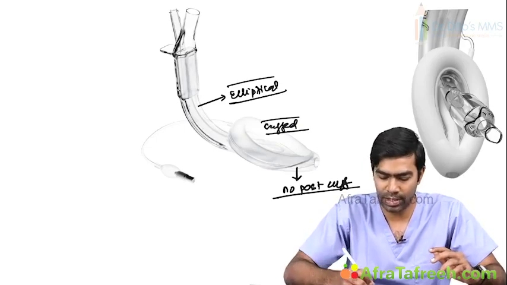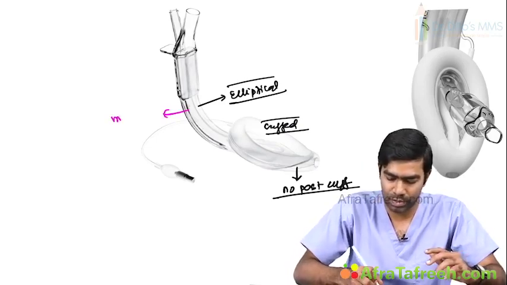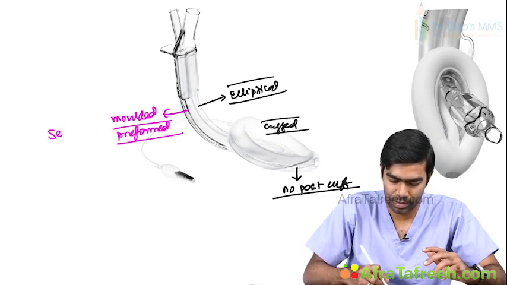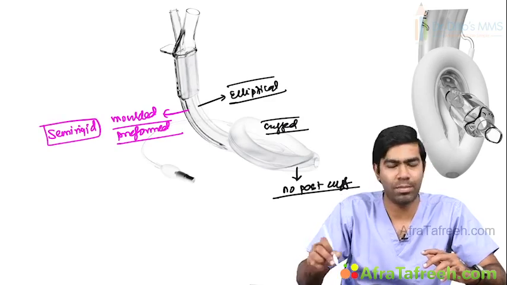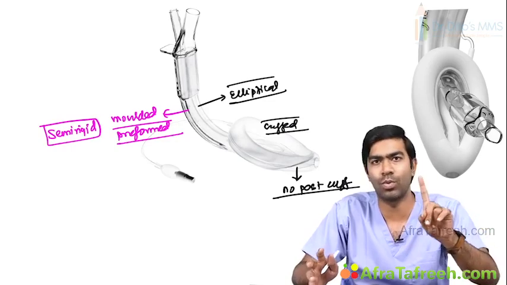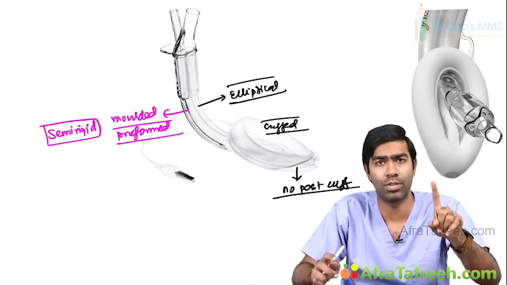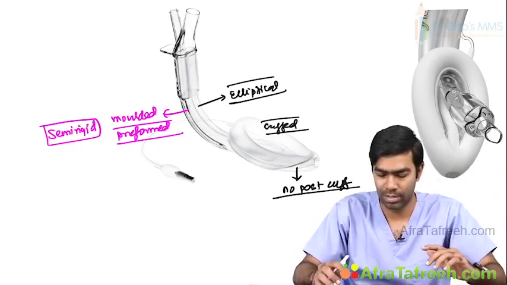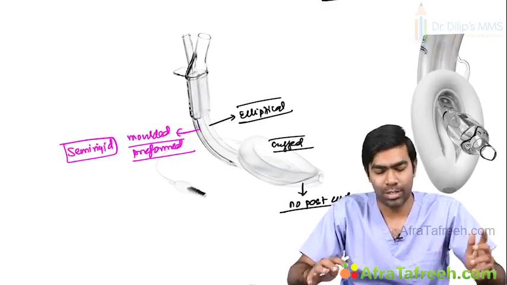And more importantly, these are molded and preformed, and they are actually semi-rigid. ProSeal can be used multiple times, but Supreme and other second generation LMAs can be used only once. They are use and throw, only single use. But ProSeal can be autoclaved and used multiple times. Clear? So these are some of the differences.